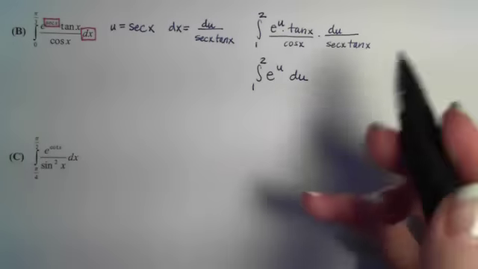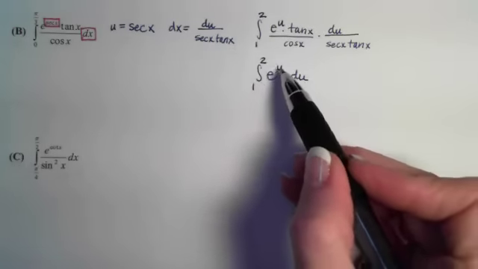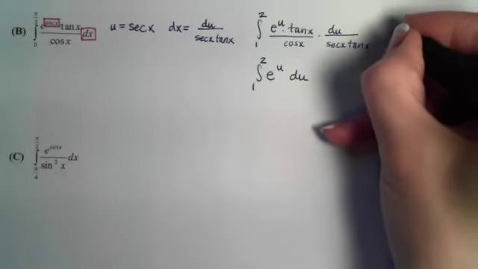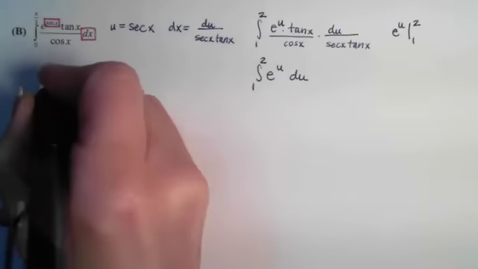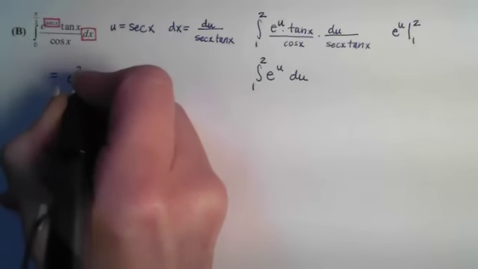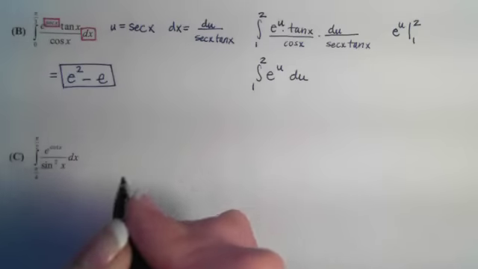I'm ready to answer the question posed by the symbol. What did I take the derivative of with respect to u that gives me e to the u? And I get e to the u from 1 to 2. I plug the 2 in, and I plug the 1 in, and I'm done.